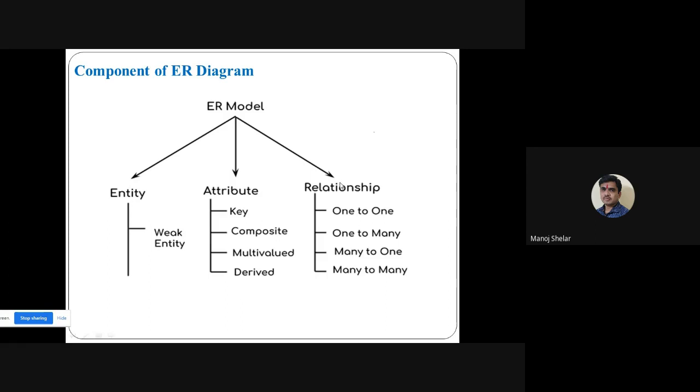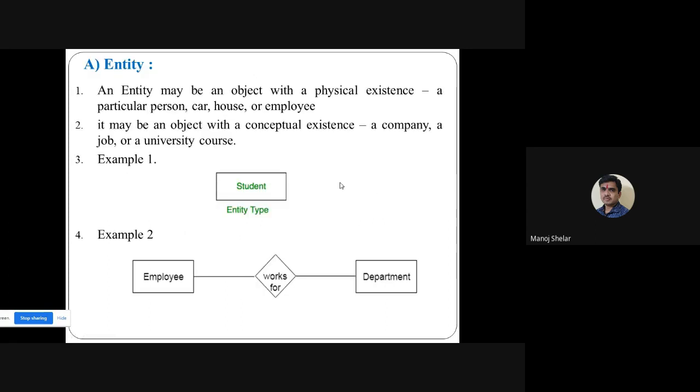Start with the first one, entity. An entity may be an object with a physical existence. Some examples of entities are person, car, house, employee, and student. Here is one simple example, the student. Student is one entity. It is represented in a rectangle. Suppose in an ER diagram you draw any entity, it is drawn as a rectangle.